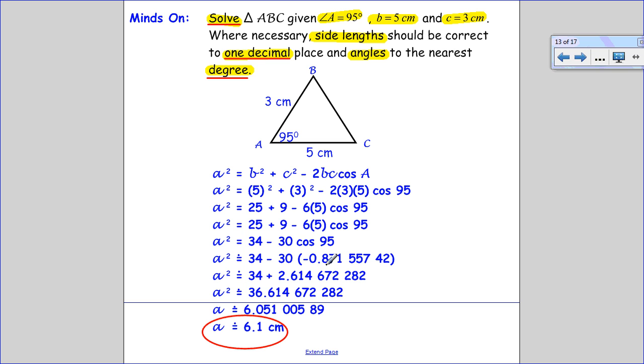I don't erase that number or round it. Then I multiply by 30 on my calculator. And then I figure out how my calculator works. And I add that number to 34. And I square root and I round to 6.1.